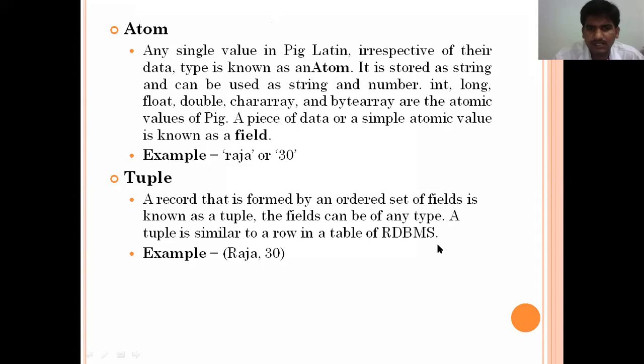So a record that is formed by an ordered set of fields is known as a tuple. The fields can be of any type. A tuple is similar to a row in an RDBMS table. Like DBMS tables, in the same way, how one row is mentioned is known as one tuple. I told you now, one particular column is mentioned like that.